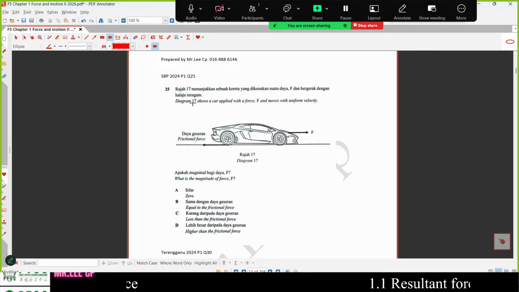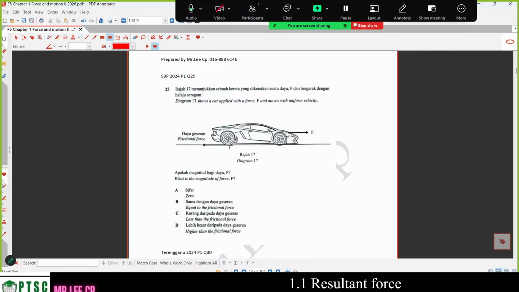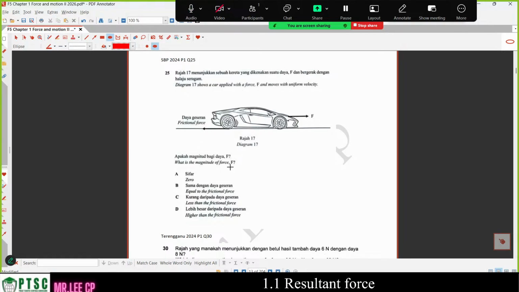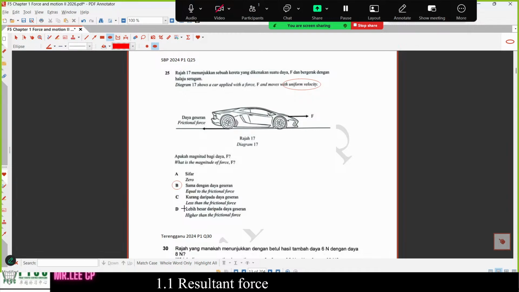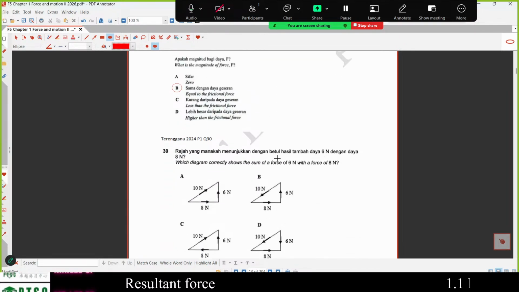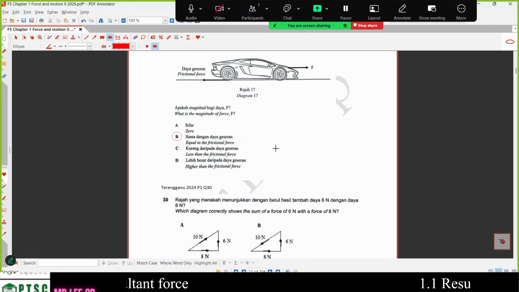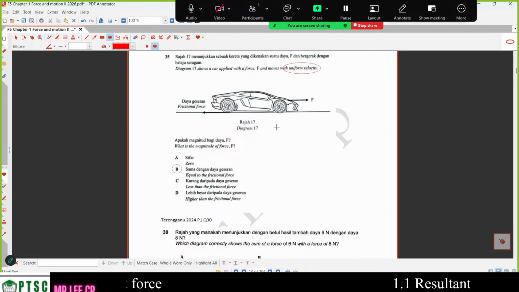SPM 2024. Diagram 17 shows a car applied with a force F moving with constant uniform velocity. That means F and frictional force are the same. So what is the magnitude of F? Equal to the frictional force. Why? Uniform velocity. So easy, right? If not, you need to calculate. If you understand what is uniform velocity, what is equilibrium, what is 0 resultant force, then you don't need to calculate.